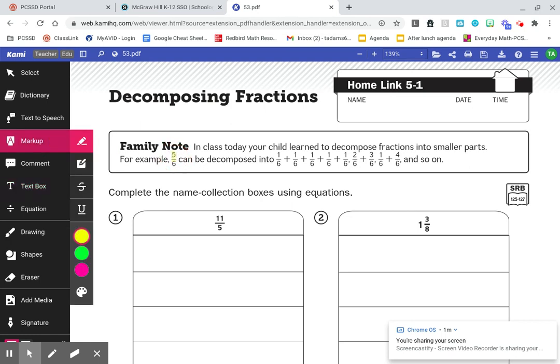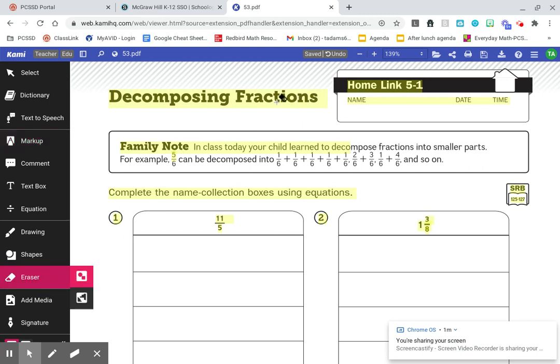Another example for 5/6. Highlight 5/6 so you know what fraction I'm looking at. It's 2/6 plus 3/6. Let me erase this so it's not confusing. Well, I'm struggling erasing it. Let's move on. So right here where the circle is, 2/6 plus 3/6.